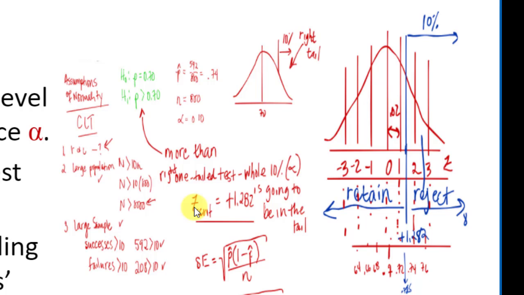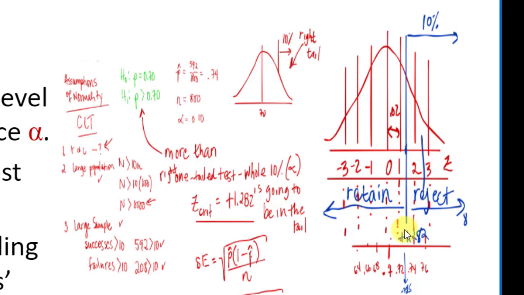And since the alpha level was 10%, we needed to find out what the ZCrit would be for a right one-tailed test when the whole 10% is going to be in the right tail. So we would need a positive z-score to mark that border of reject and retain. And by looking in our ZCrit table, we know that that z-score is positive 1.282.